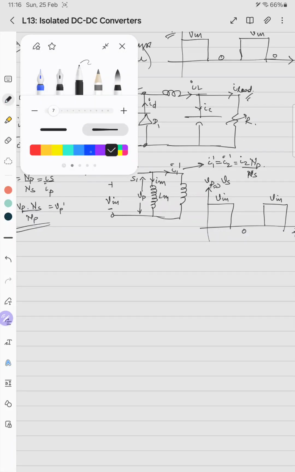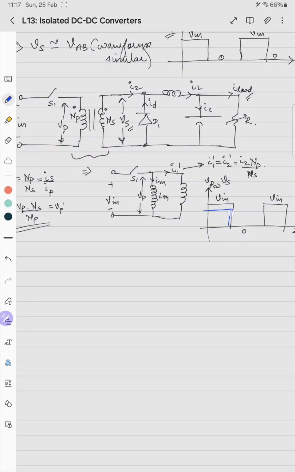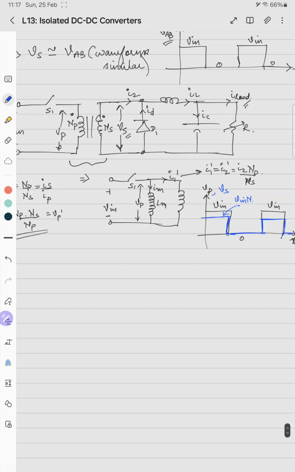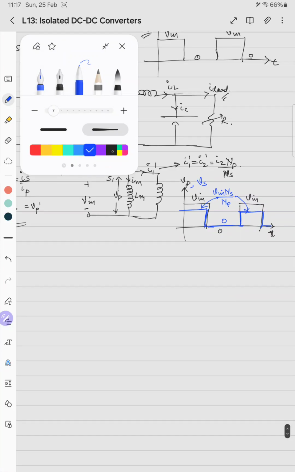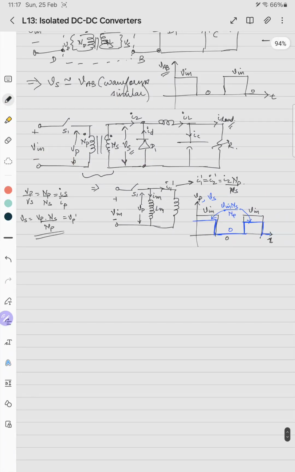If you draw the waveform of Vp comma Vs, I will draw using some other color. It will be like this. Vp comma Vs. So this will be V in into what? Ns by Np. And in this case it will be 0. Okay, so I have plotted Vp and Vs versus time. This will be the nature.